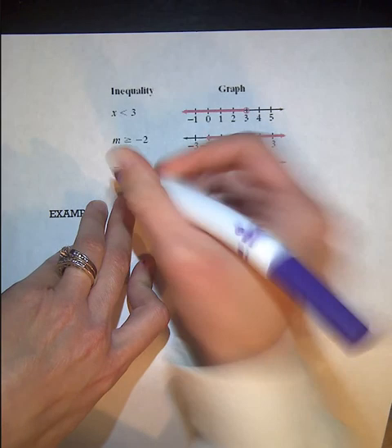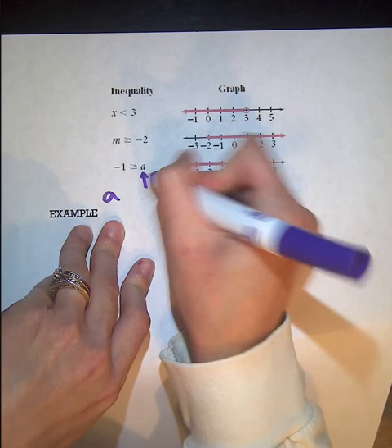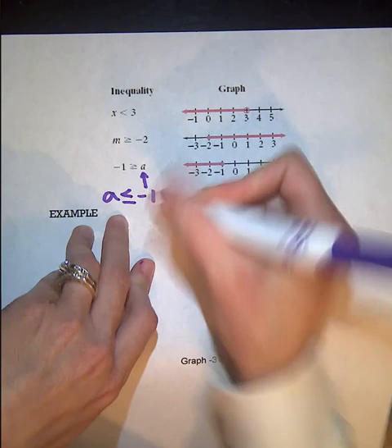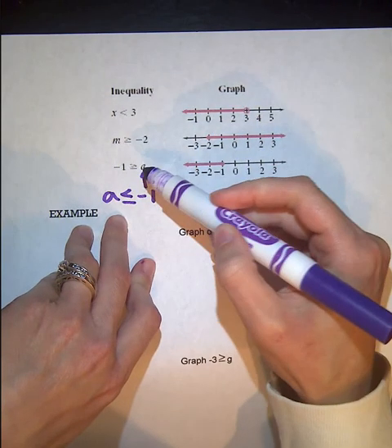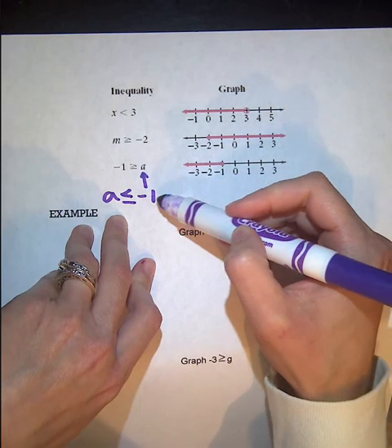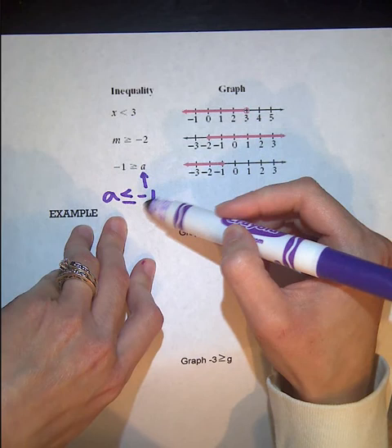So again, you can rewrite that. Always read from the variable first. So a is less than or equal to negative 1. Notice I flipped the sign because, if you go back to 4th grade, the alligator's eating the negative 1. So we still want the alligator to be eating the negative 1. A is less than or equal to negative 1.